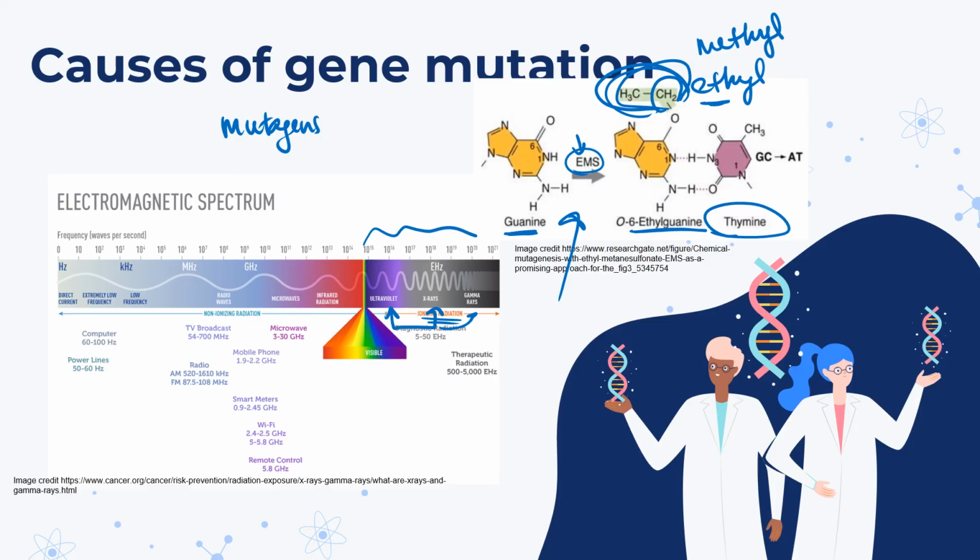One other source of gene mutation that I didn't add to the screen. There are some biological agents that can also increase the rate of mutation. A super common example is HPV, the human papilloma virus, that can cause increased incidences of cervical cancer because it causes mutations in the cervix. Super interesting.